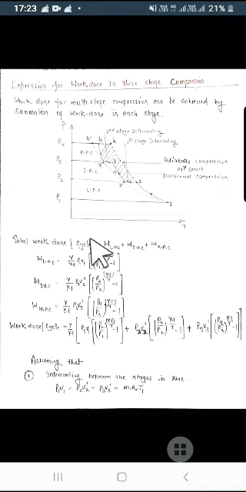As we have already derived an expression for the work done in single stage reciprocating air compressor, we can write the work done for each stage. For the lower pressure cylinder, what is the work done? It will be equal to γ/(γ-1) P1 V1 [(P2/P1)^((γ-1)/γ) - 1].